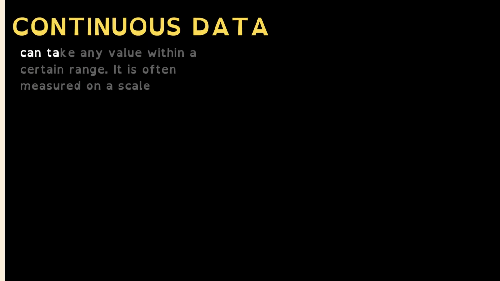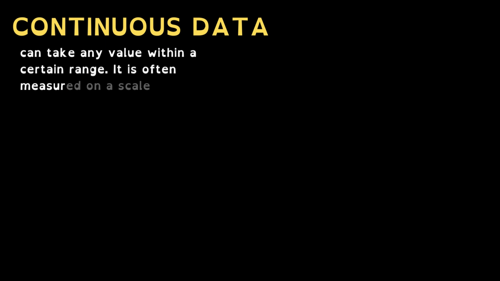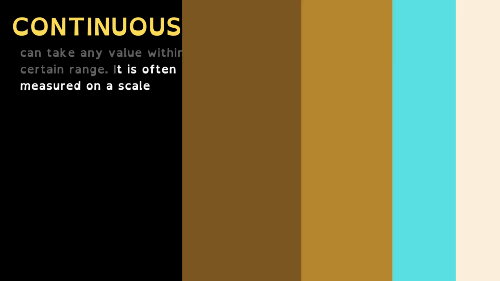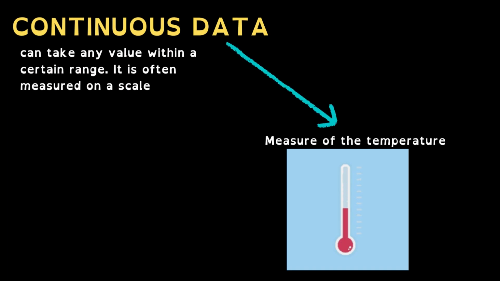On the other hand, continuous data can take any value within a certain range. It is often measured on a scale. Let's see an example. If we measure the temperature throughout a day, we would have continuous data. The values can be any number within a specific range and can even include decimals.